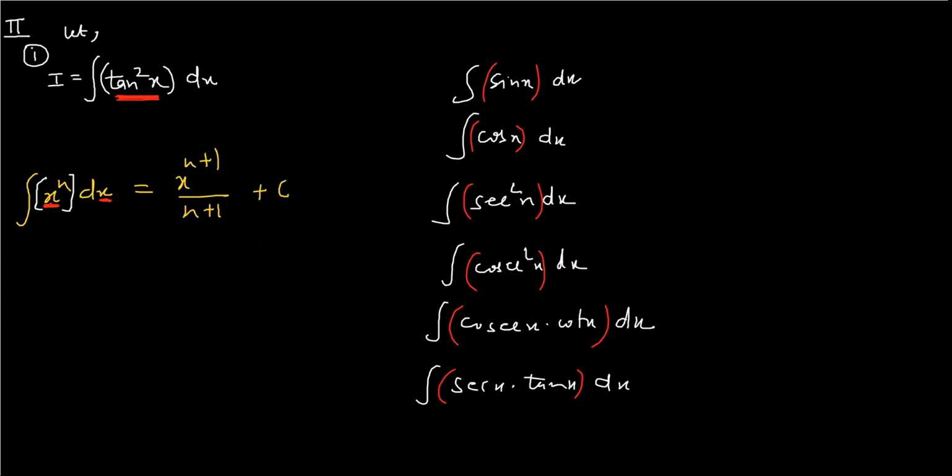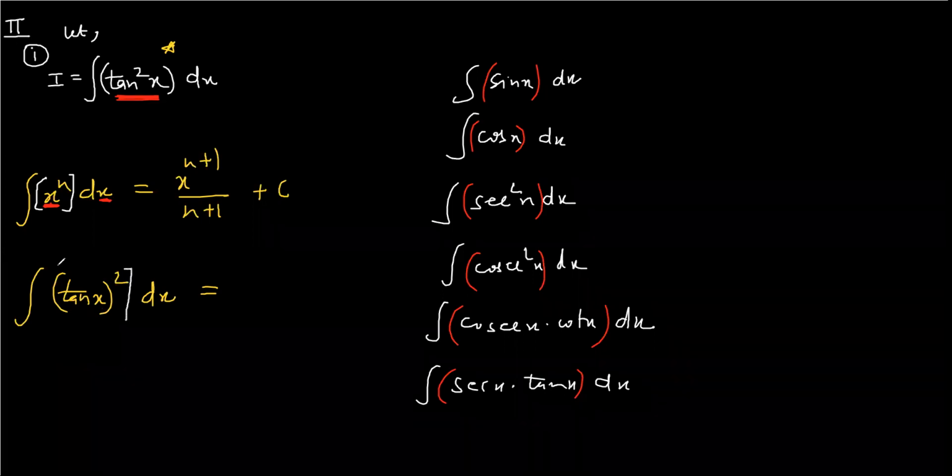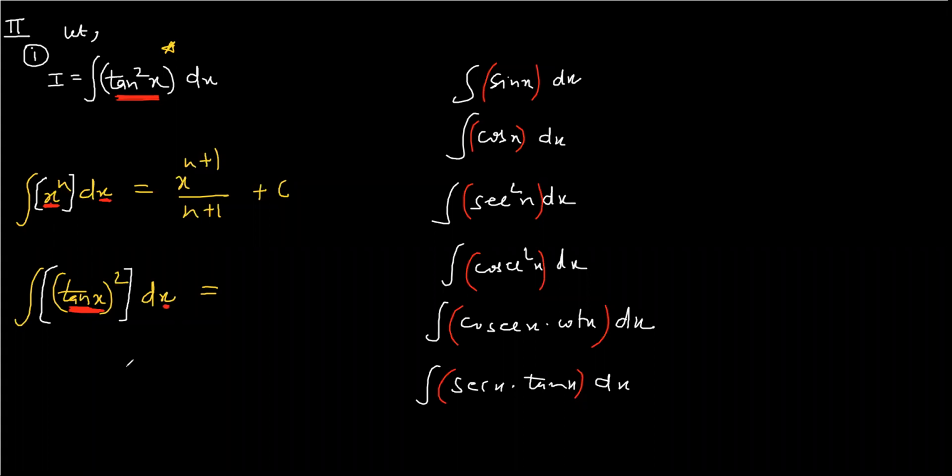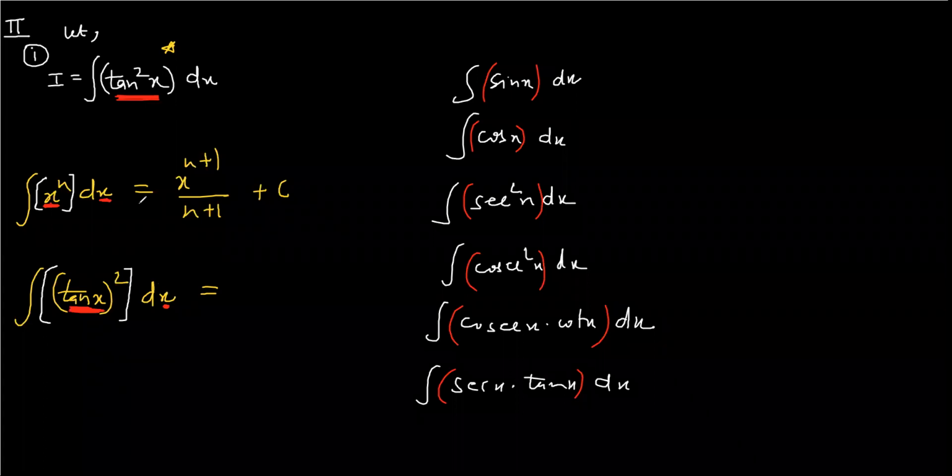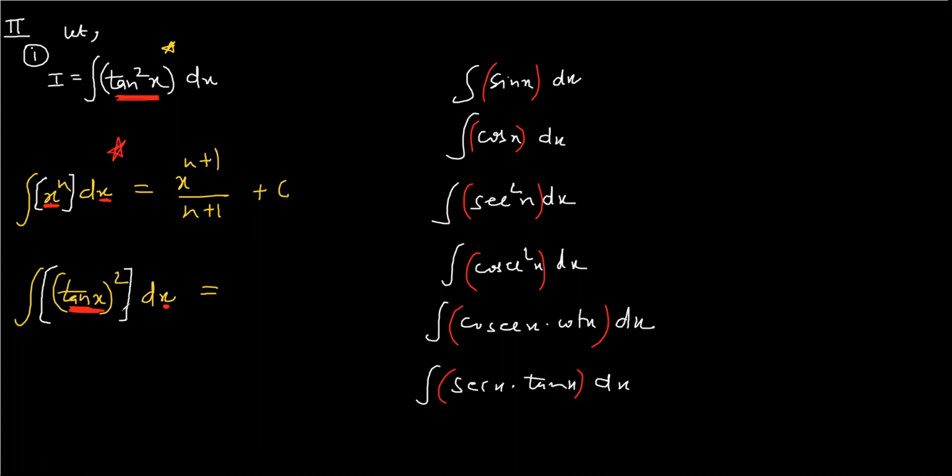Now tell me, students, if I'm writing this function as tan x the whole square dx, what right do I have to apply the same result here? Absolutely no right. I cannot apply variable raised to constant. Here the variable is tan x. Is it matching? No. Remember students, you have no right to apply this result. It is not allowed.